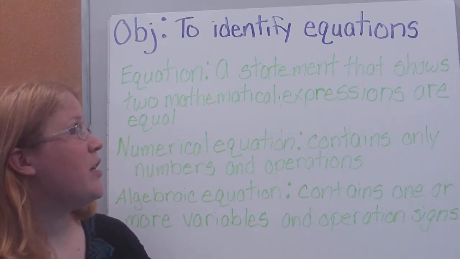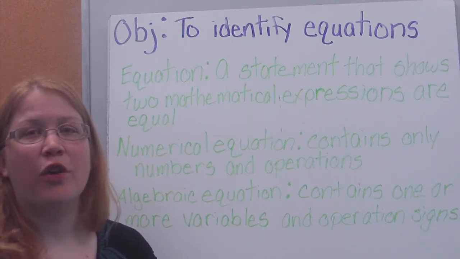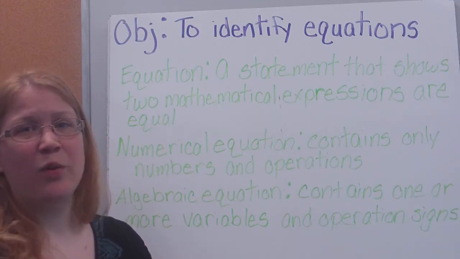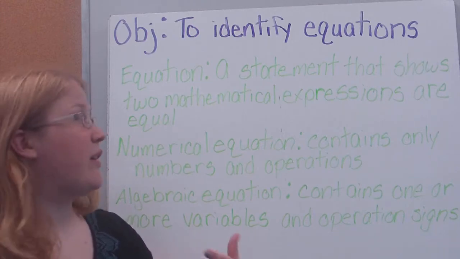What's an equation? An equation is a statement that shows that two mathematical expressions are equal. If you remember, the expressions didn't have the equal sign. The difference with our equations is that we're now throwing in the equal sign. I'm showing you what they're equal to.